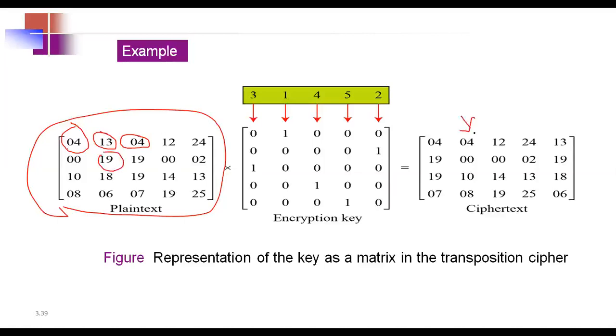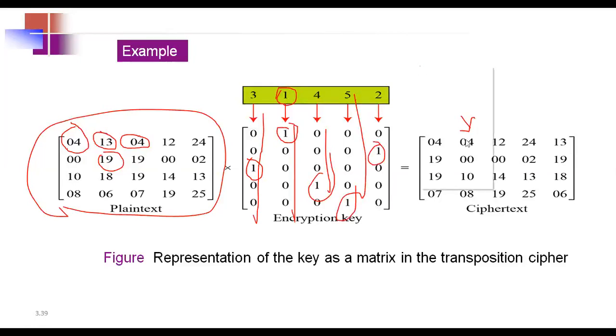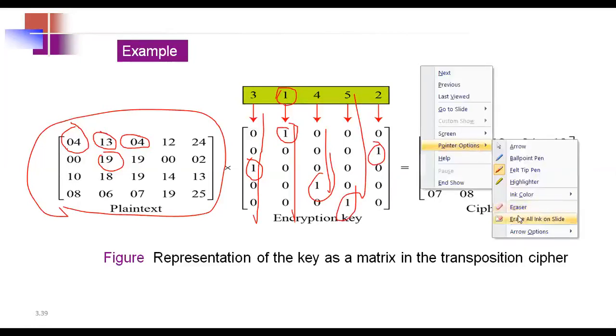This is the ciphertext. These are also integer values assigned to the characters. Now this is the key. What is the key here? 3 1 4 5 2. 3 means in this column the third position is 1. Since the second key value is 1, in this column the first is 1. Since it is 4, the fourth one is 1. Since it is 5, the fifth one is 1. Since it is 2, the second one is 1. This is the encryption key.